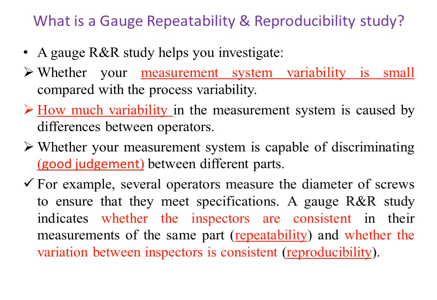For example, several operators measure the diameters of screws to ensure that they meet the specifications. So a gauge R&R study indicates whether the inspectors are consistent in their measurements of the same part, means repeatability of measuring process, and whether the variation between the inspectors is consistent, that is reproducibility of the measuring process. So already repeatability and reproducibility, these two terminologies we have studied in previous videos, so same are applicable here, and it is going to help us in gauge R&R study, which is finally helpful for calibration procedure.